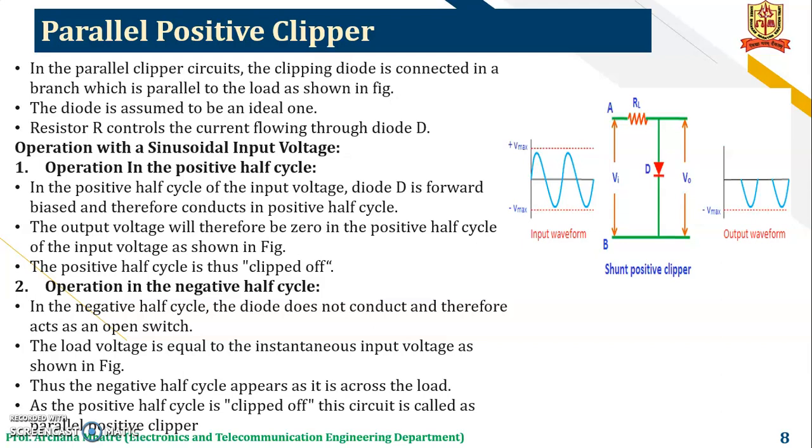Second, operation in the negative half cycle. In the negative half cycle, the diode does not conduct and therefore it acts as an open switch. The load voltage is equal to the instantaneous input voltage as shown in the figure. Thus, the negative half cycle appears as it is across the load. As the positive half cycle is clipped off, this circuit is called parallel positive clipper.